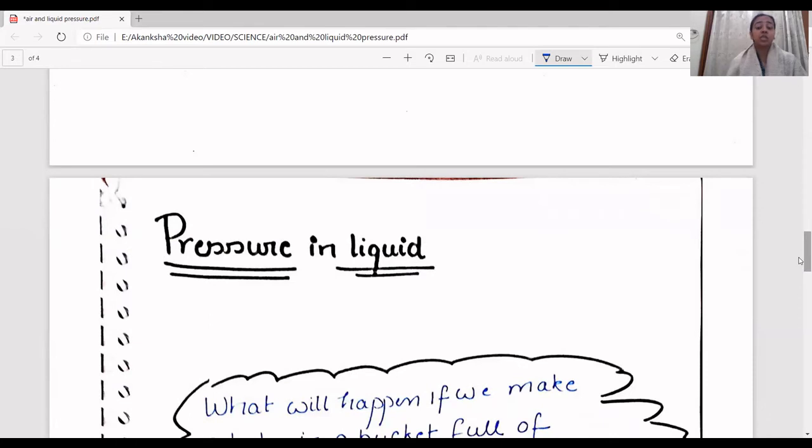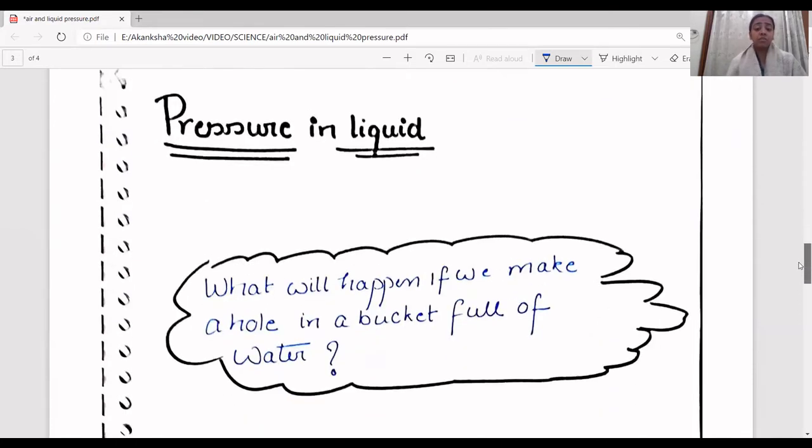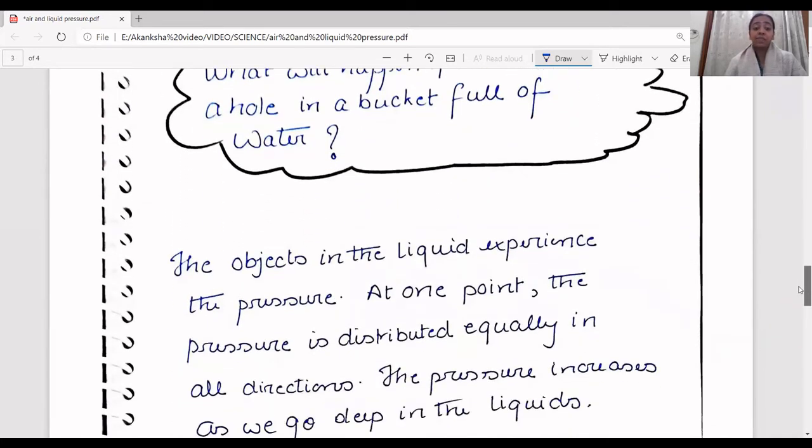Now, pressure in liquids. When we say pressure in liquid, what will happen if we make a hole in a bucket full of water, right? One more thing is it makes a big difference where you're making the hole. If you're making a hole at the top or at the bottom, there's a difference, right? So that is what we are going to deal with. Pressure in liquid varies.